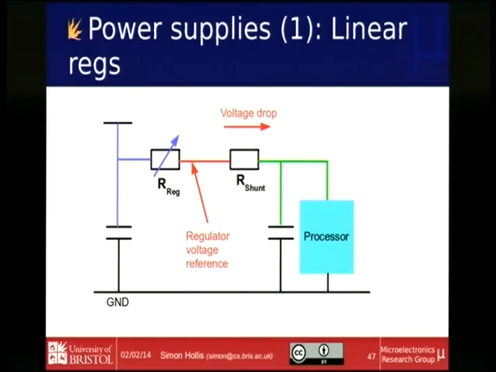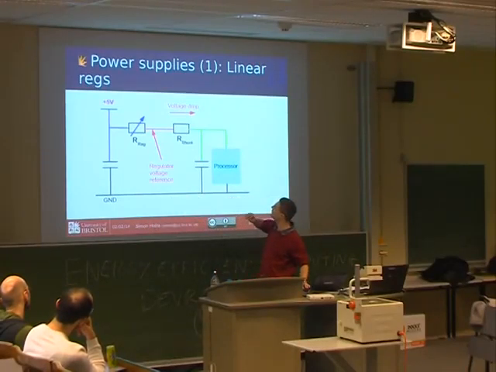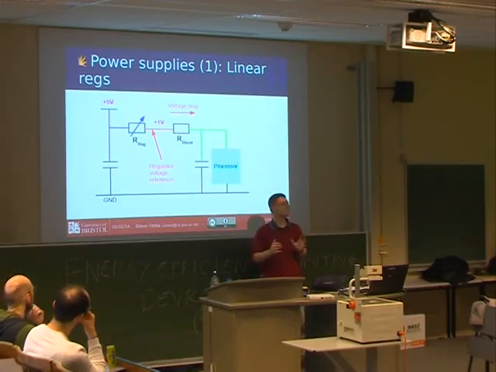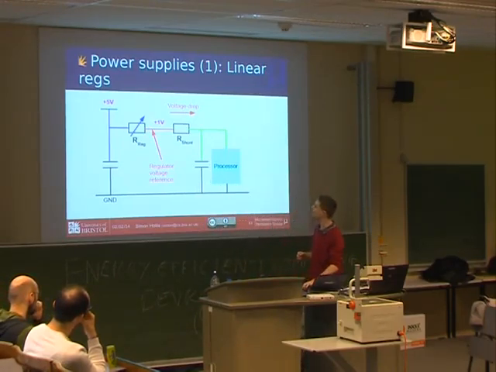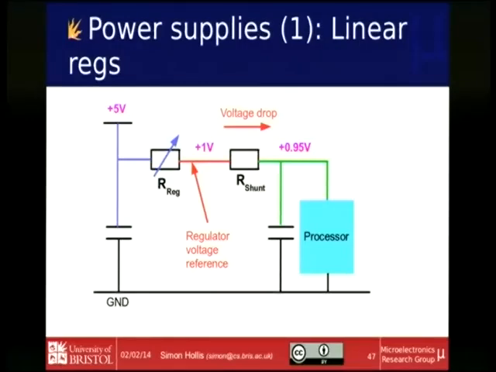The package normally specifies 5 volt output, 1 volt output, whatever you get. So you get a voltage out here: 5 volts goes in, 1 volt might come out, and then you add in the shunt resistor for your measurement. Well, you drop a little voltage across that, maybe 0.05 volts, and that means your processor actually now sees 0.95 volts instead of the 1 volt it was expecting. The processor will still work, but you're not running it at the condition you thought you were.